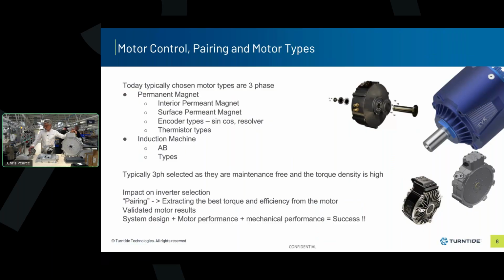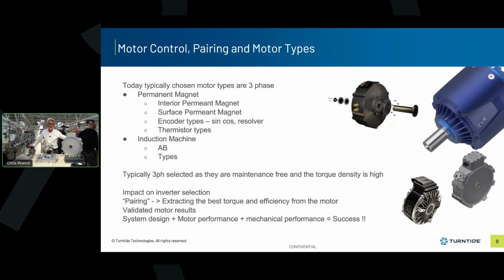Position sensor is critical for good, robust control in traction applications. Sensorless is not really a thing in primary traction control because of its propensity to fail. So it's important to have the right encoder and that the encoder interface on the inverter is correct.